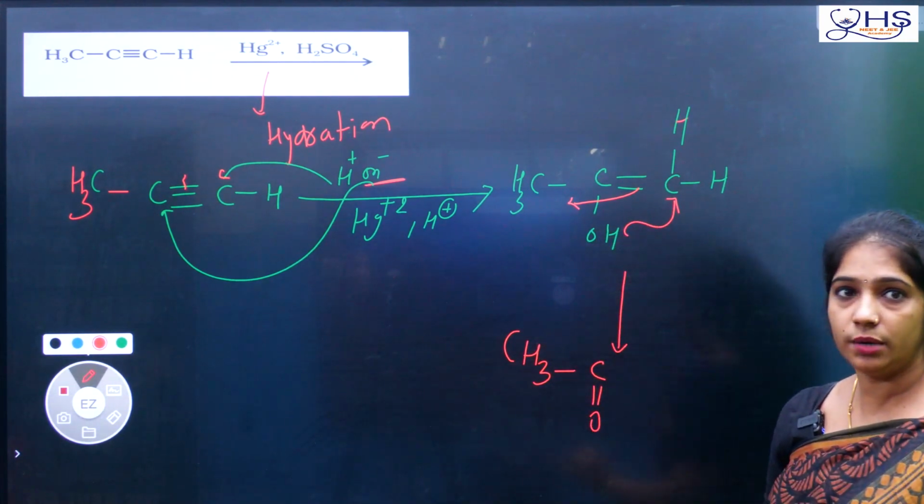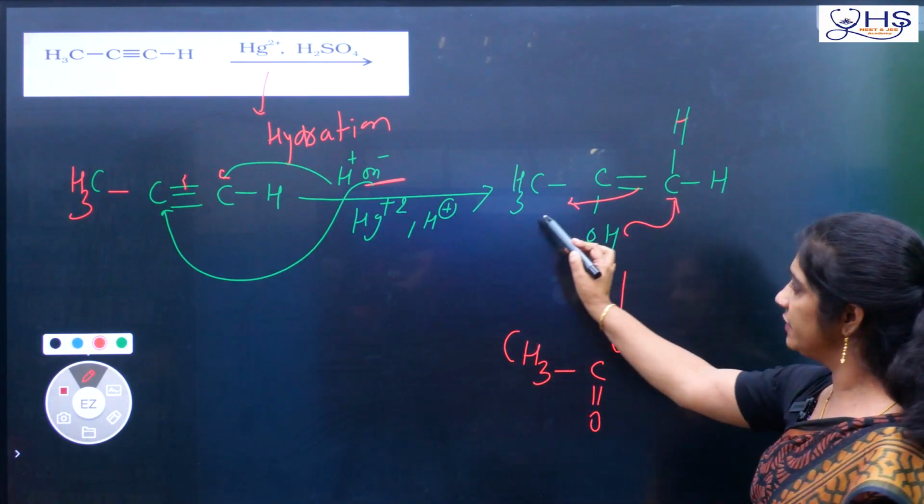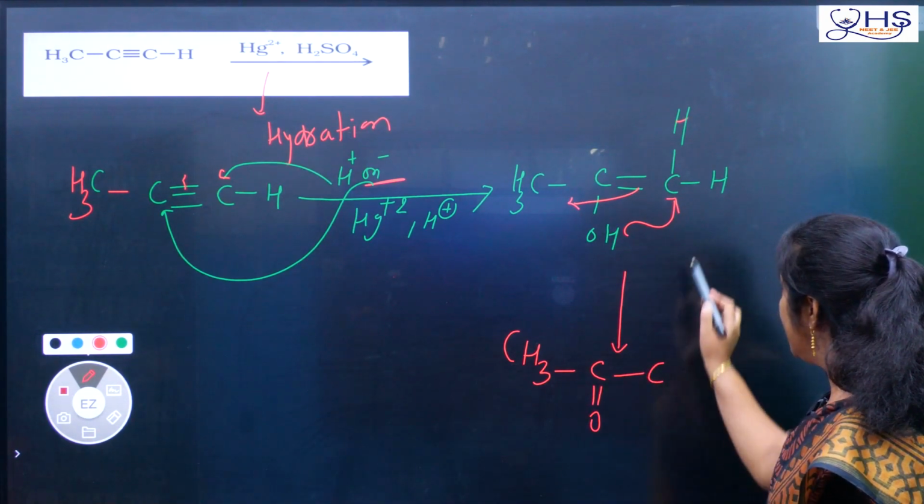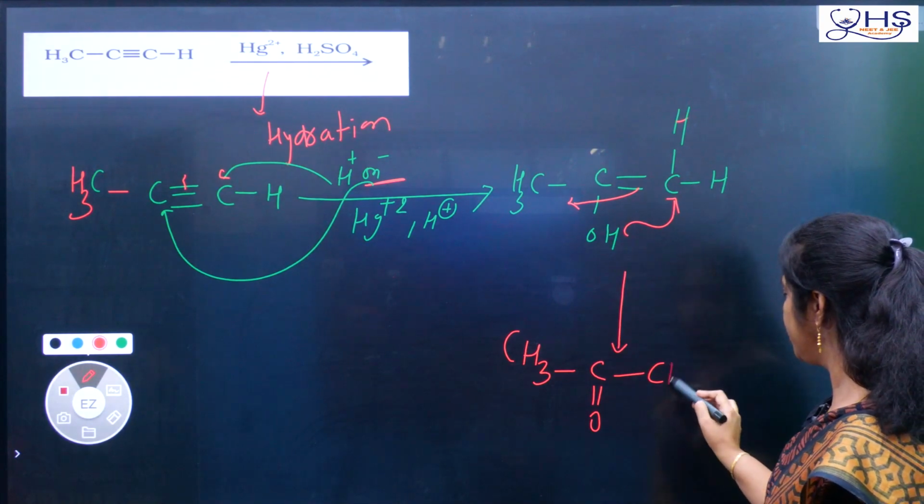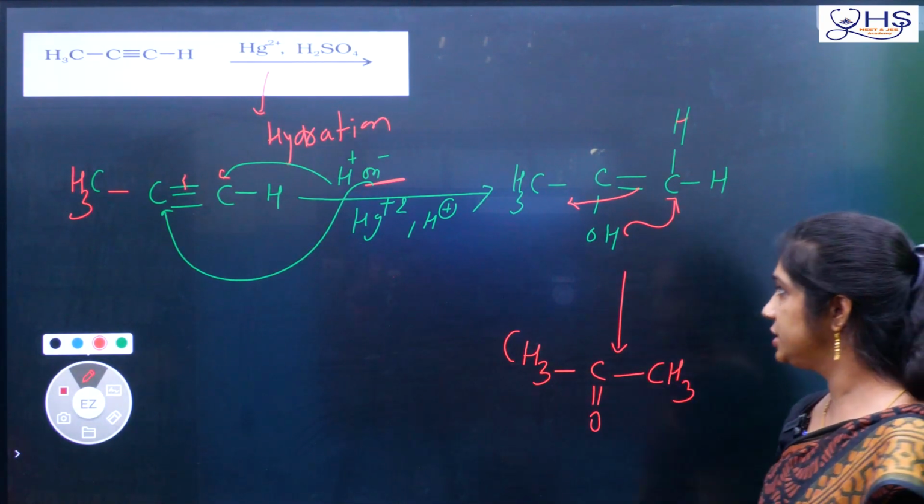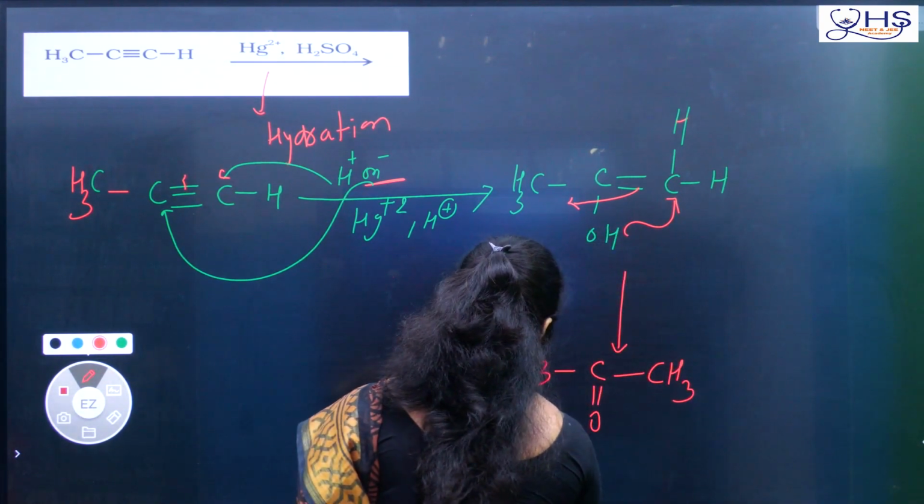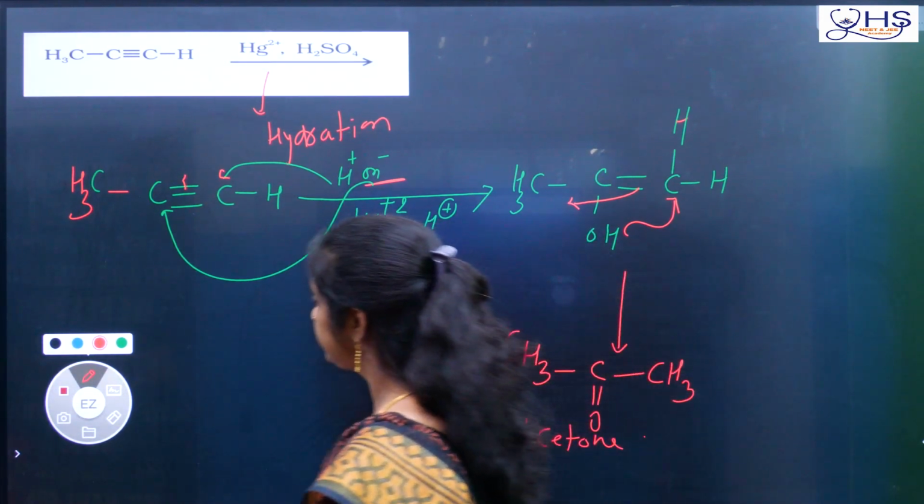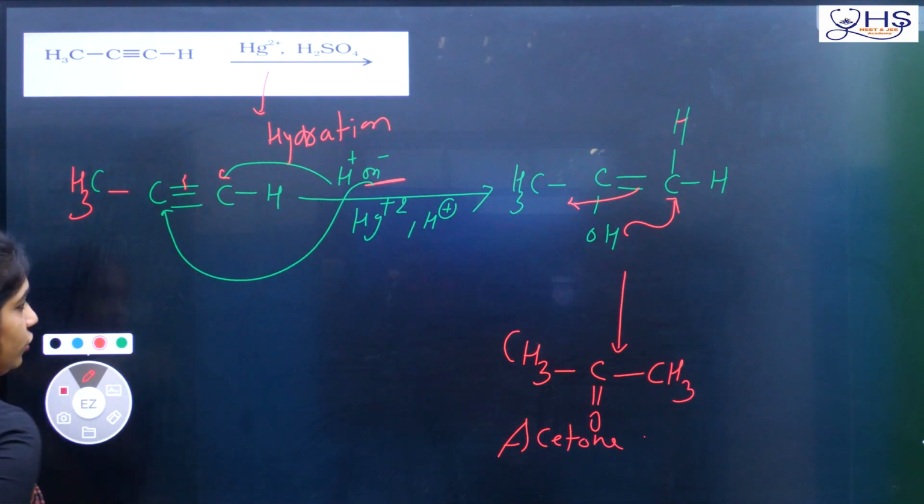Why did I write double bond? Because from here we have shifted the double bond to here. Next, single bond CH2 and this hydrogen. So it will become CH3 C O CH3, which is acetone. The common name of this ketone is acetone. So this is the hydration followed by tautomerism.